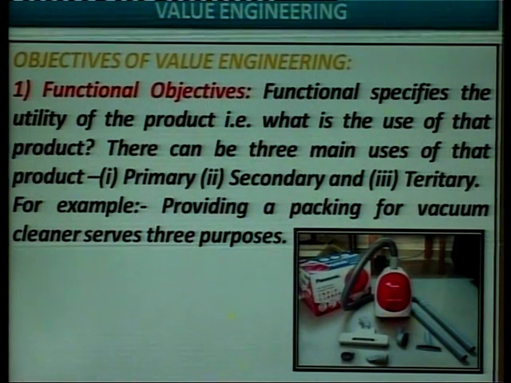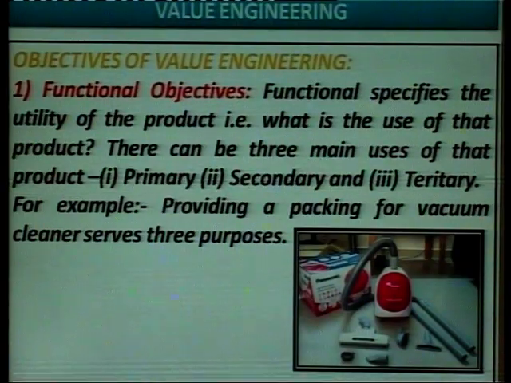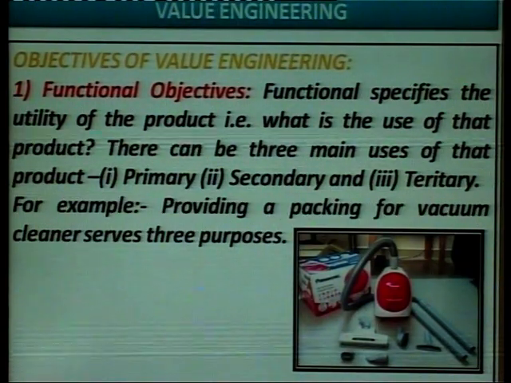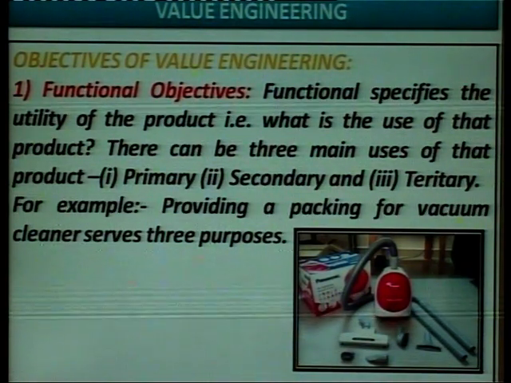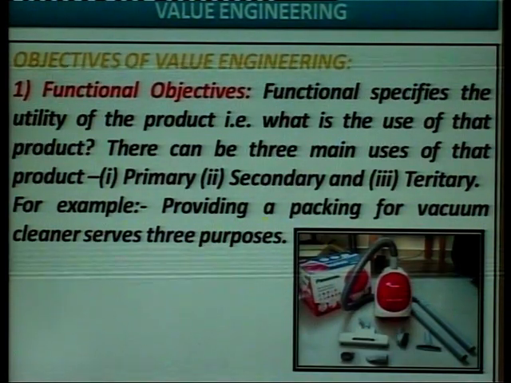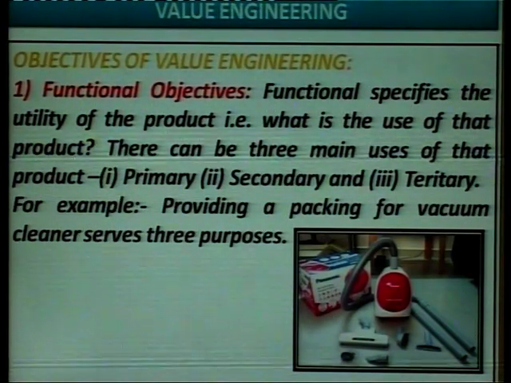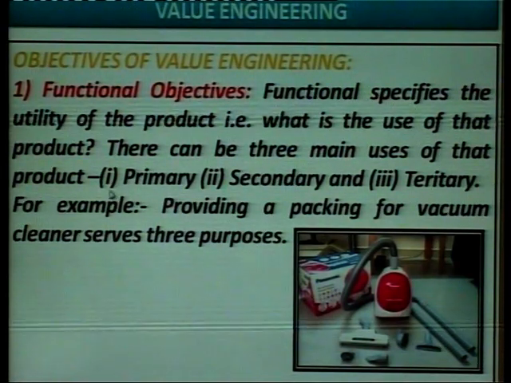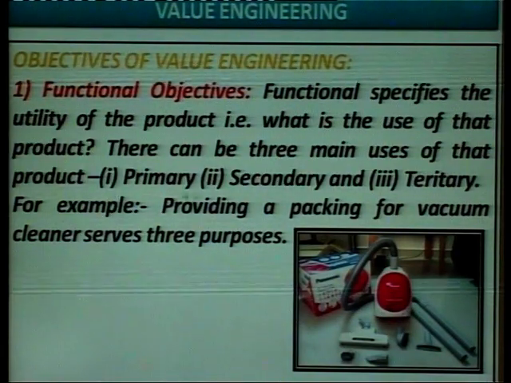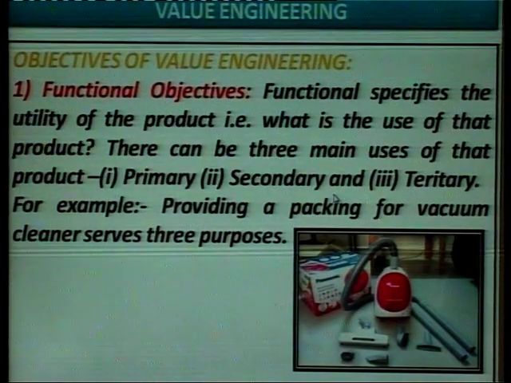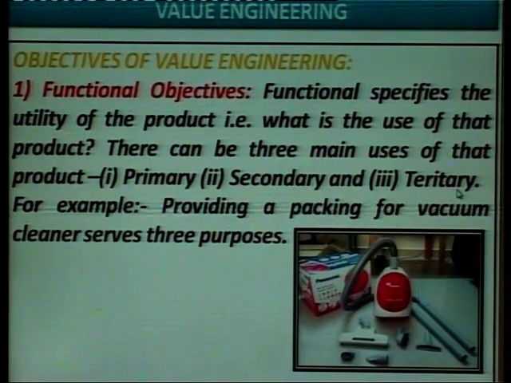Let us start with functional objectives. Functional specifies the utility of the product, that is, what is the use of that product. There can be 3 main uses of that product. Number 1, primary; second one is secondary, and third is tertiary.